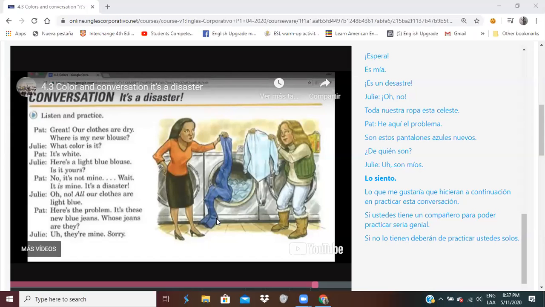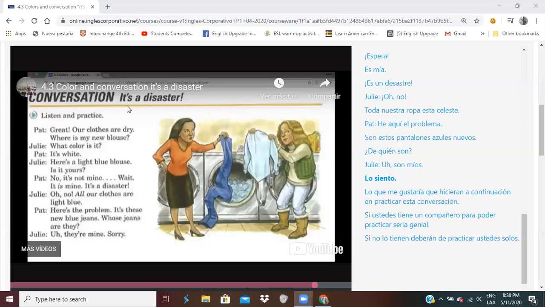All right. Good job. Excellent. Repeat after me, please. Mine. Mine. Mine. Se escribe con I, mine, pero se pronuncia como A. Mine. Mine.